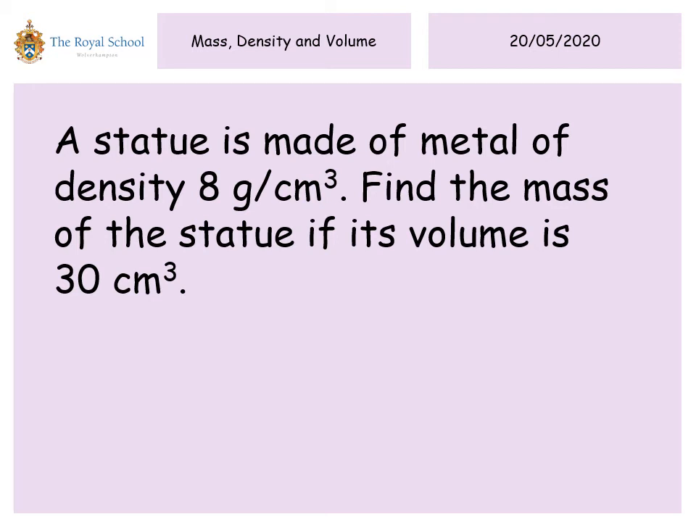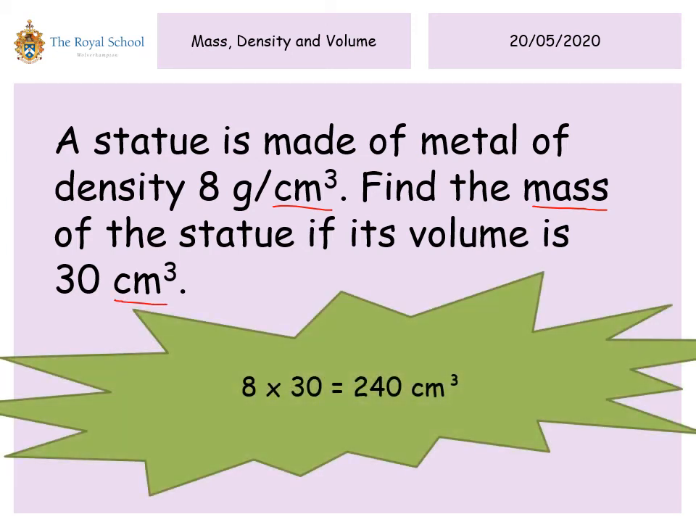And answers as follows. So we're after mass, so we're after density times by volume. We do have consistent units, so that's fantastic. So we can multiply those together to give us 240 centimetres cubed.